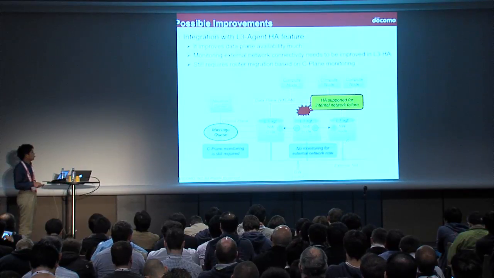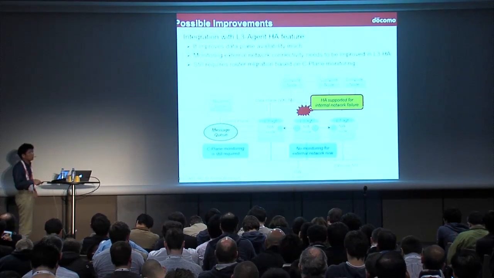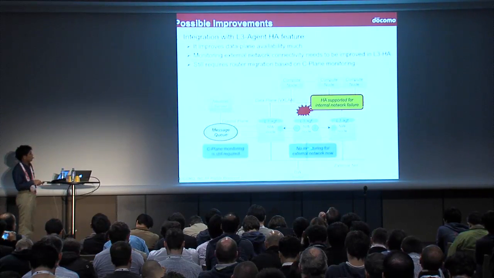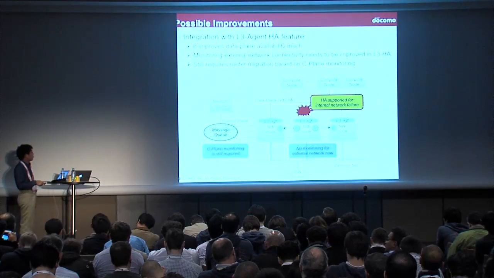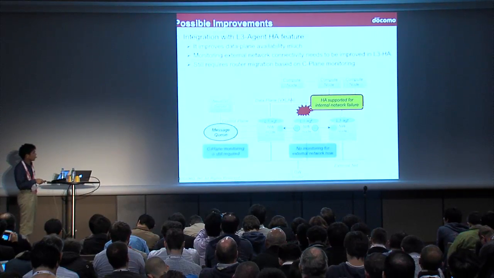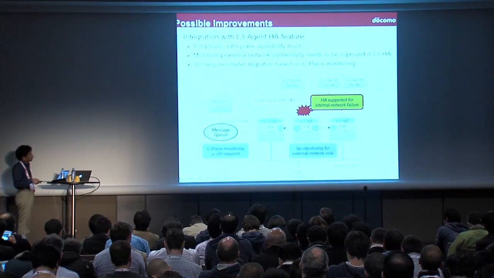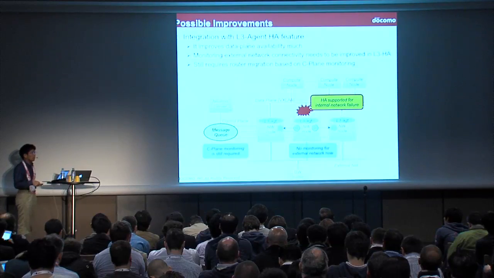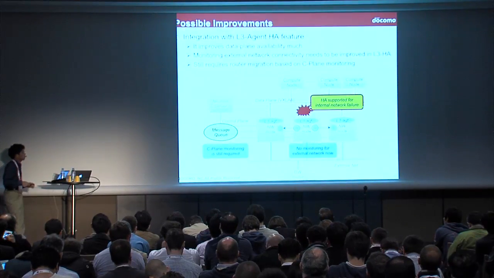But at this time, it doesn't monitor the external network, so we still need external network monitoring, and it also needs control plane monitoring. L3 HA just checks the data plane availability. So we need to combine various methods.